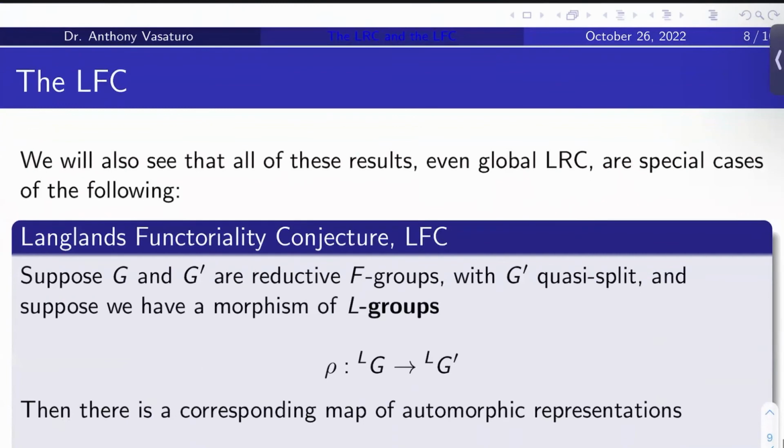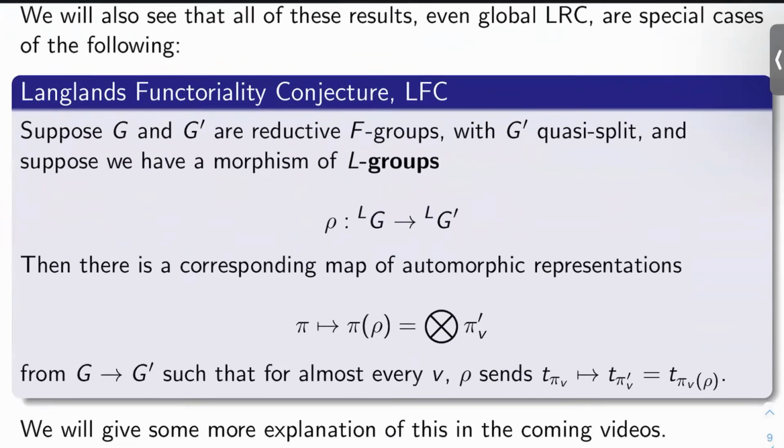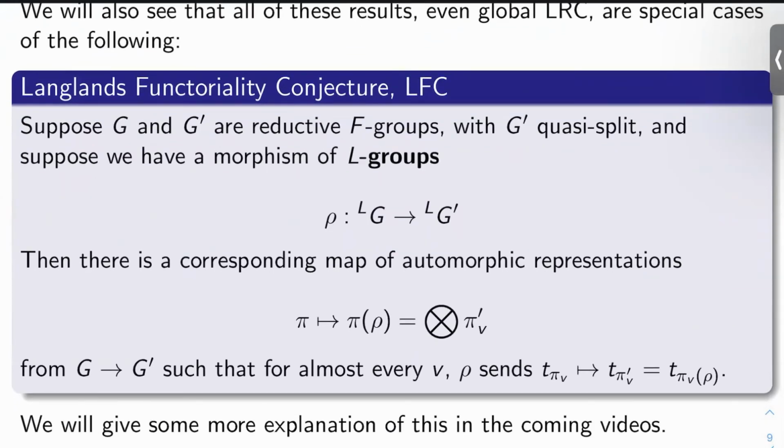Okay, so why am I giving you all this linear algebraic group theory? Well, we're going to also see, kind of as an added bonus, that all of these results we've been talking about, even global LRC itself, are special cases of the following: the Langlands functoriality conjecture, which we'll call the LFC. And it says the following, and I owe you some definitions here, but we'll get to those later. Suppose G and G prime are reductive F groups, F a field, with G prime quasi-split. And suppose I have a morphism of what we call their L groups, rho, from the L group of G to the L group of G prime. That will be defined later.